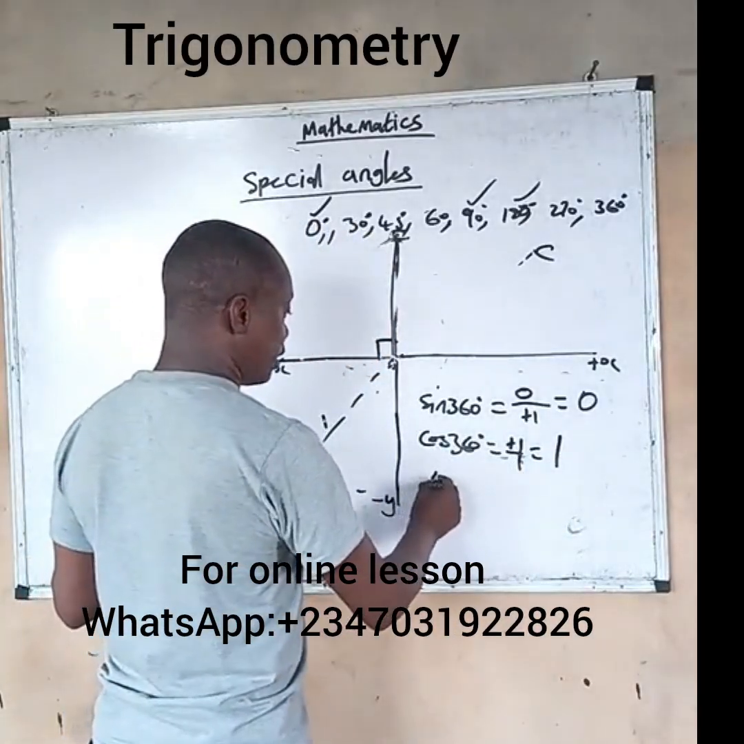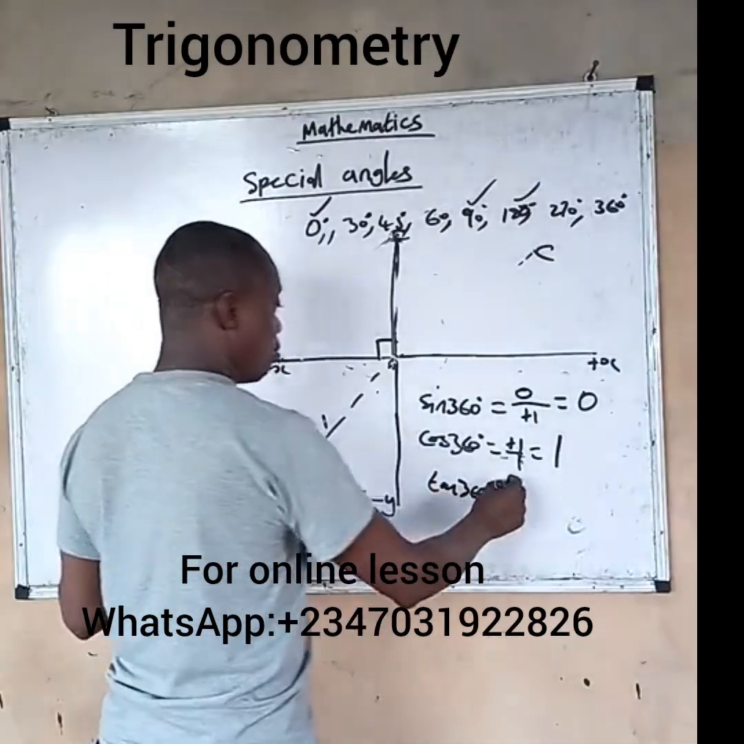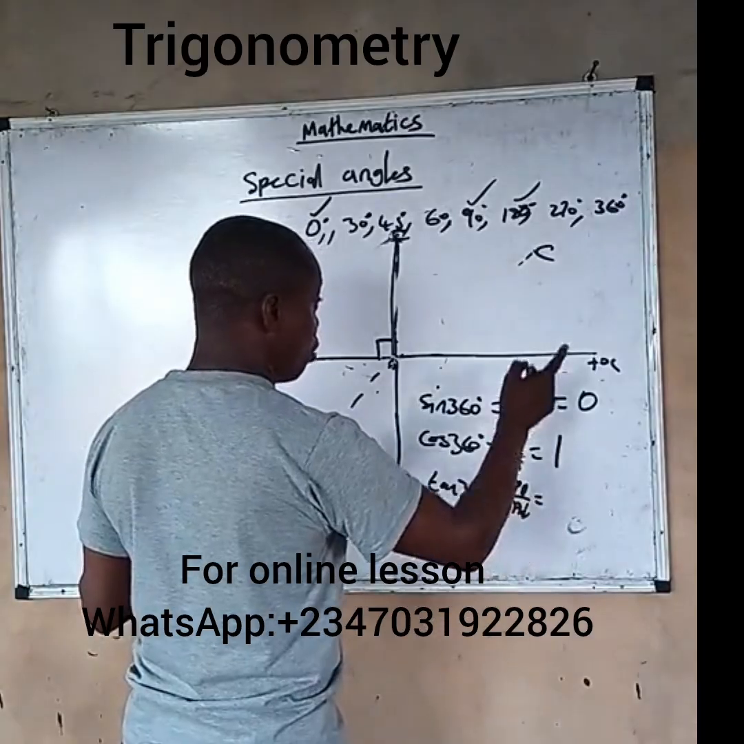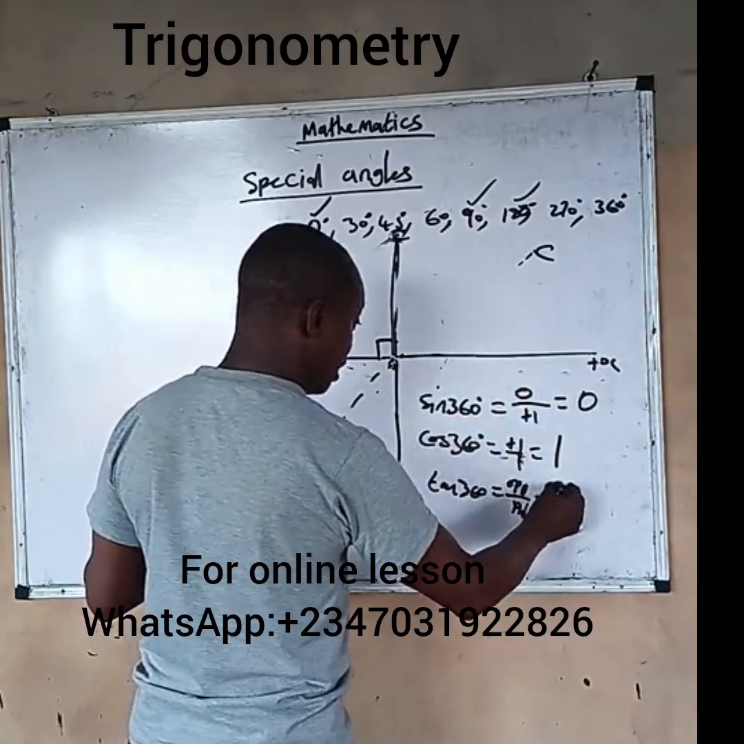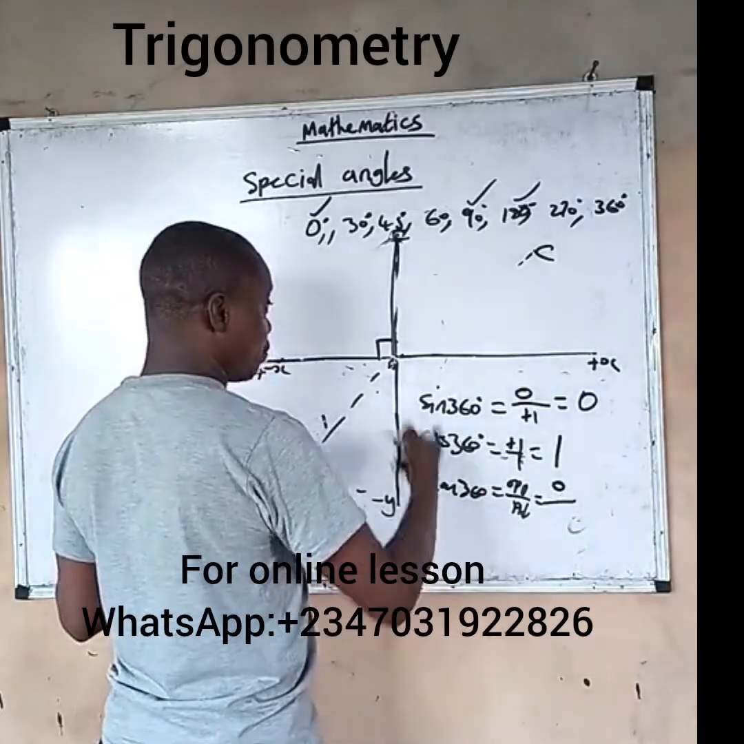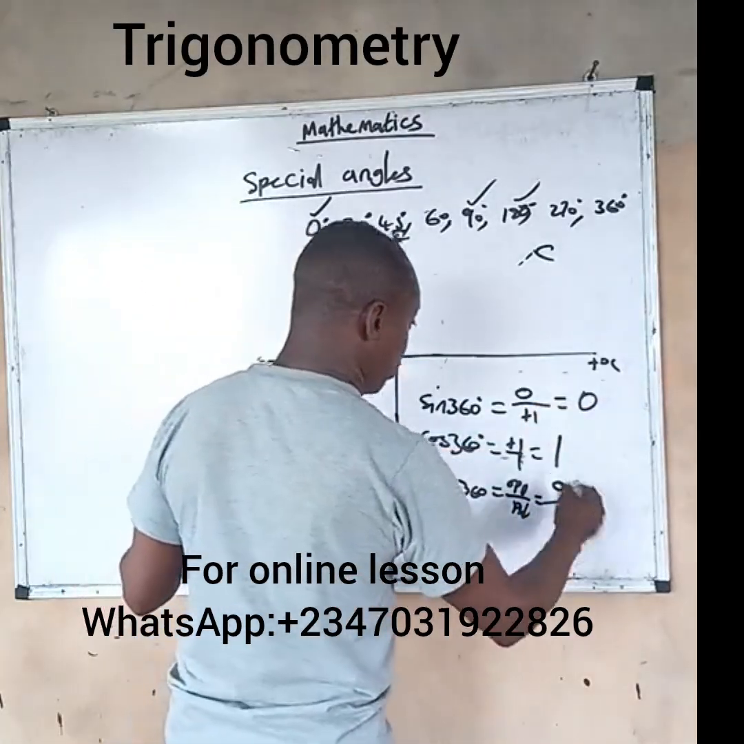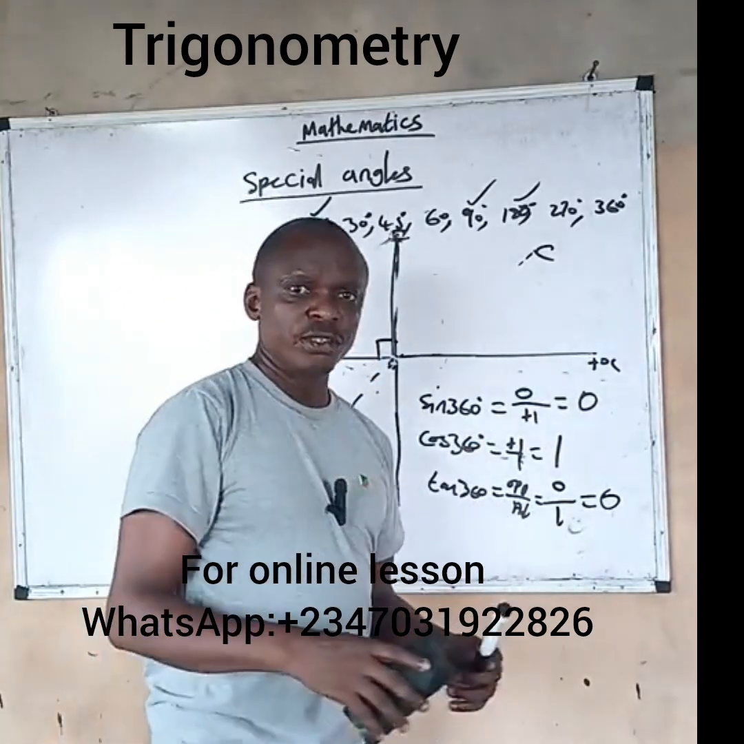Then tan 360 degrees. Tan is opposite over adjacent. The opposite is the y component, which is on this x-axis, and it is 0 there. That is 0 over your adjacent, which is positive 1. So 0 divided by 1 is 0. So tan 360 degrees is 0.